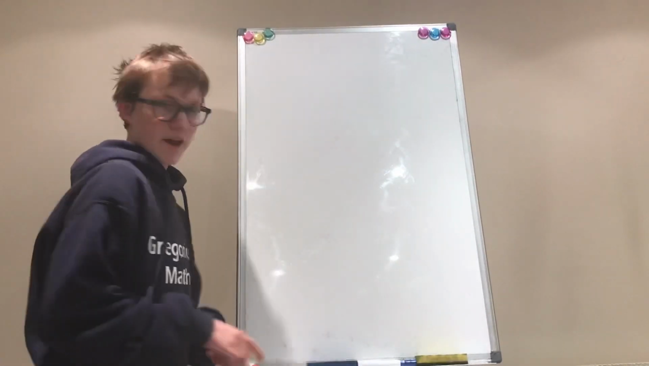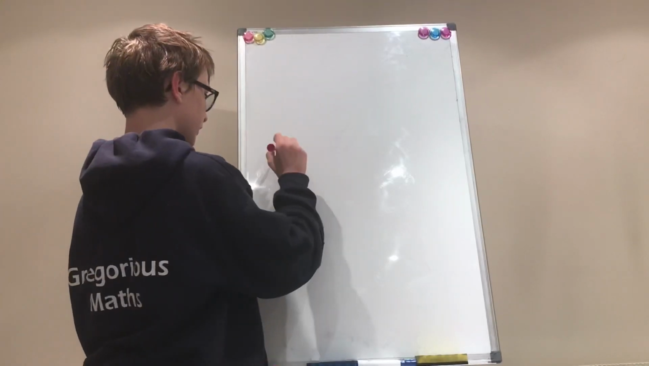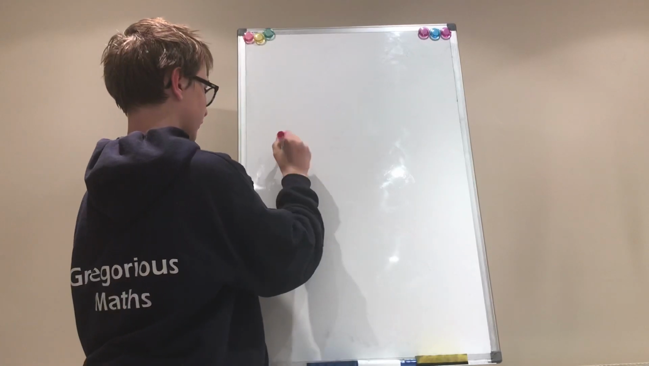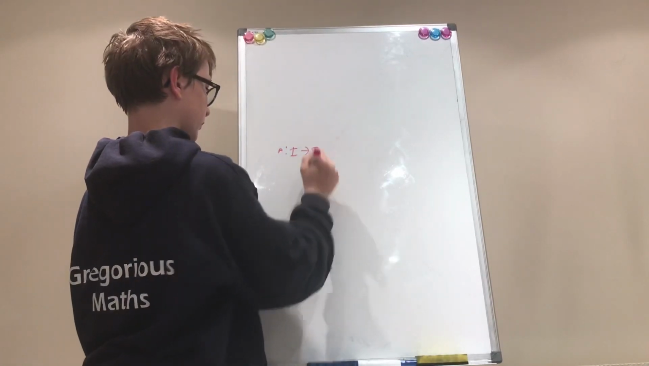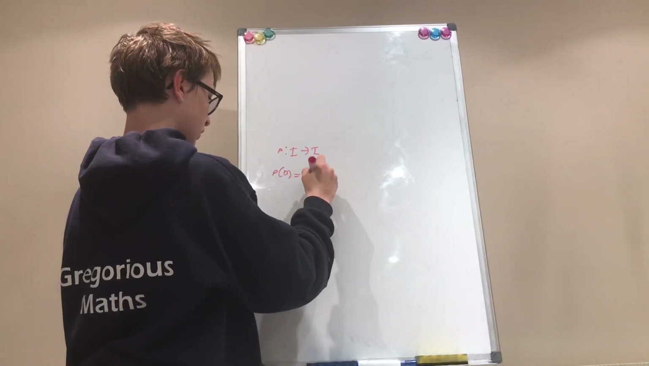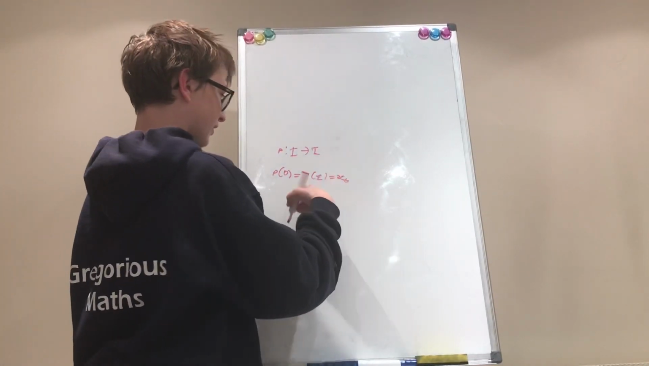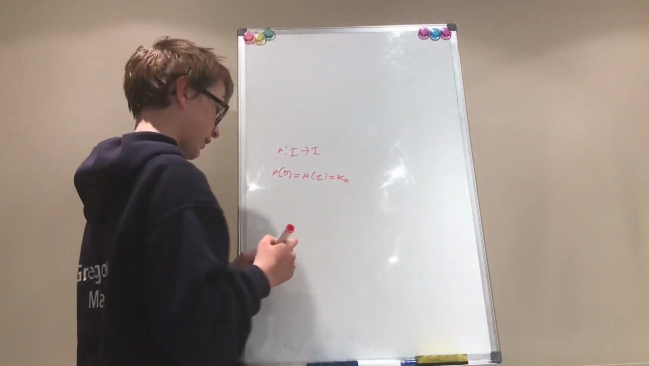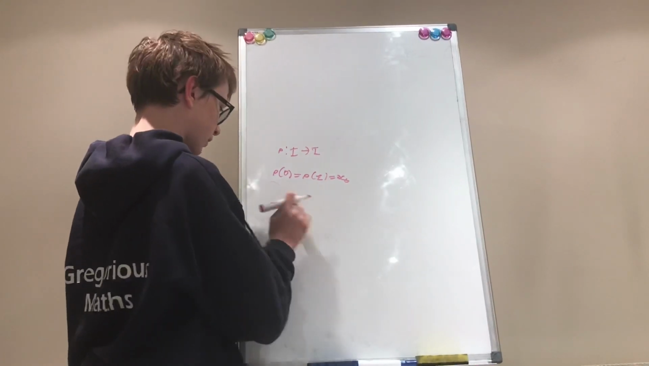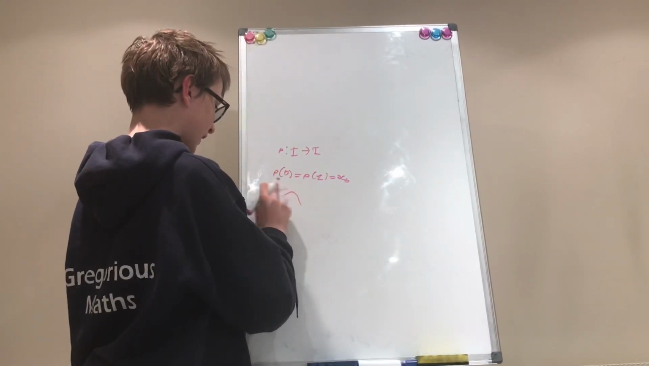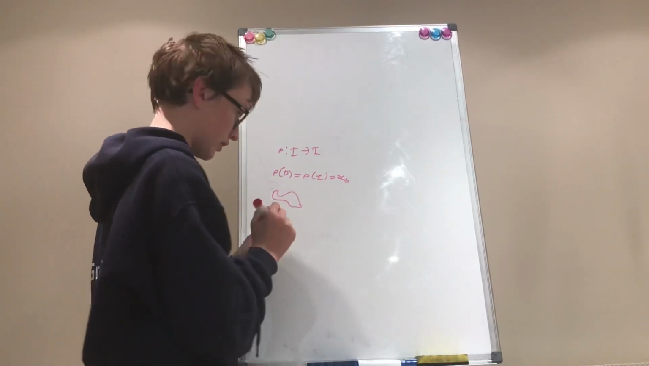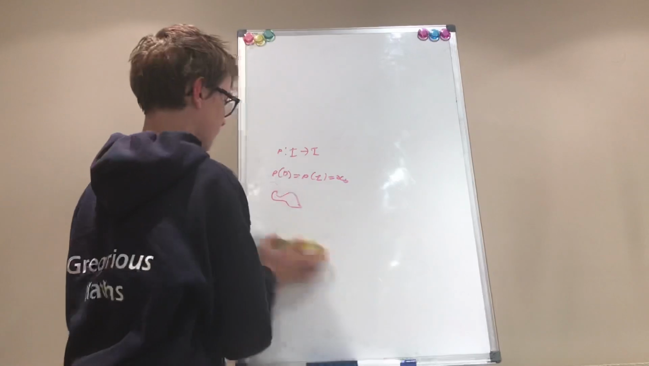First we have to define a loop, which is just a path. A loop is a path P, which takes you from the interval to the interval, such that P of 0 equals P of 1 equals some point x0, which is called the base point. So basically it's a path with the extra property that it ends at the same point that it starts.